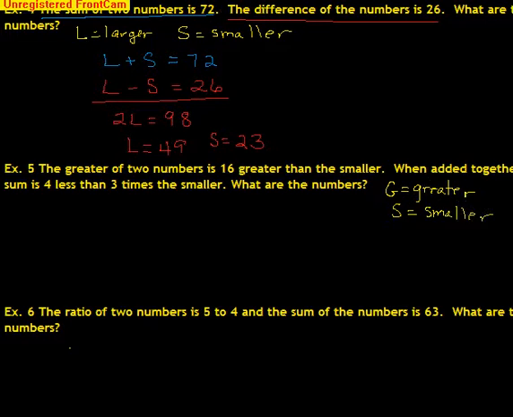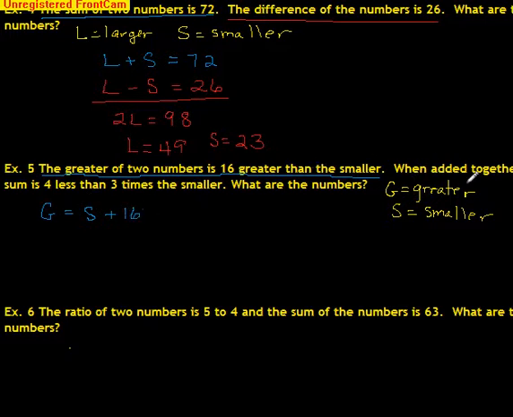So follow along again. The greater of two numbers is 16 greater than the smaller. So the greater is 16 larger, so it would be the smaller plus 16. You have to add it onto the smaller side so you keep your equation balanced, your seesaw balanced, or whatever you want to look at it.